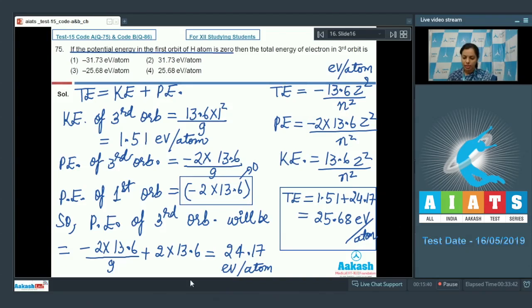Where is this answer given? This is correctly given here in option 4. So just choose option 4 for your question. I hope this is clear to you. Let's take the next question.